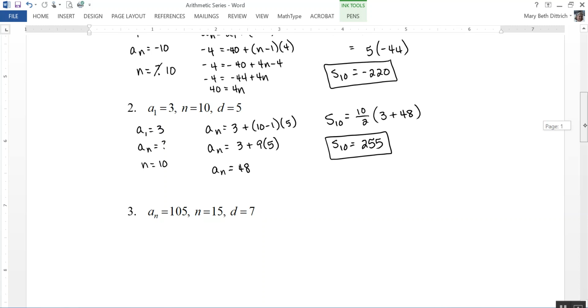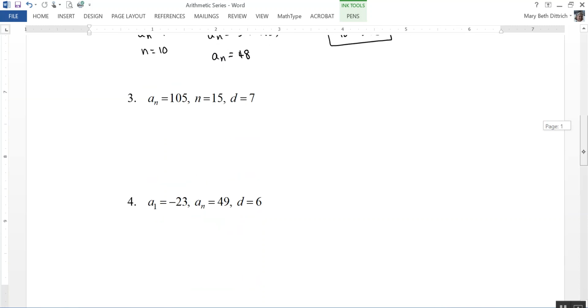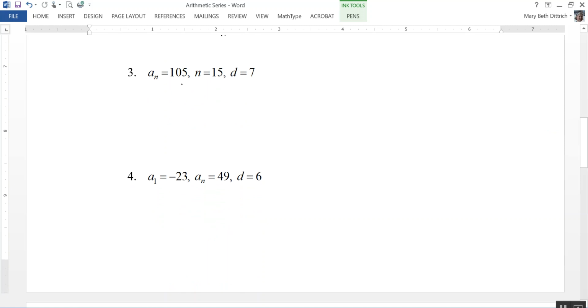Okay. Let's take a look at a third example here. A sub n is 105, n is 15, d is 7, but I don't know what a sub 1 is, and I need that to use my formula. So I will use the formula from the sequences video. A sub n is equal to a sub 1, which I'm trying to find, plus n minus 1 times d, or 105 is equal to a sub 1 plus 98, or a sub 1 is equal to 7.